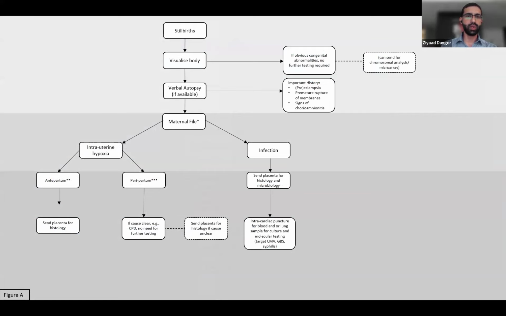And I'm just going to use the first one as an example. If you had a stillbirth, our recommendation is visualize the body. If you notice obvious congenital abnormalities, you don't really need to do anything else. If the verbal autopsy is in keeping with preeclampsia or premature rupture of membranes, that's helpful. And if you have the maternal file, most of the cases go down around two pathways. Is it a hypoxic event or is it an infection event? And just by collecting the placenta, just by placenta histology, you can unravel most of these issues.